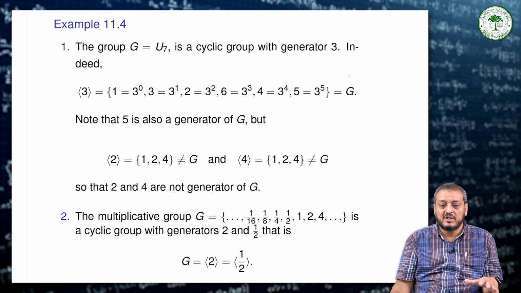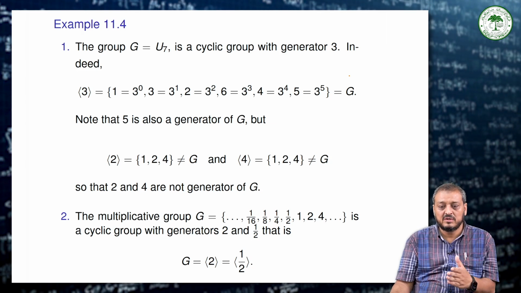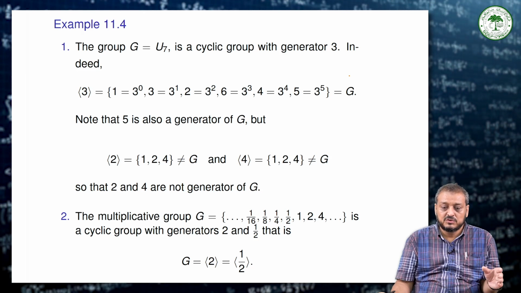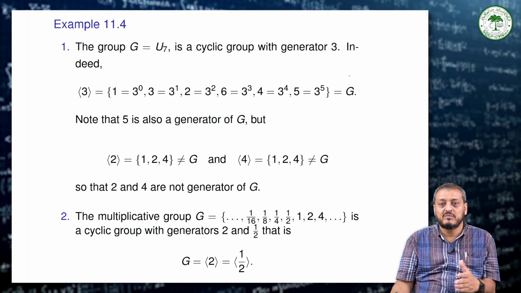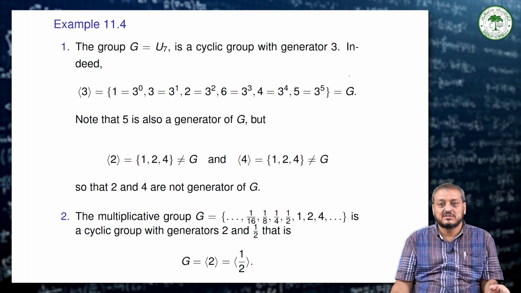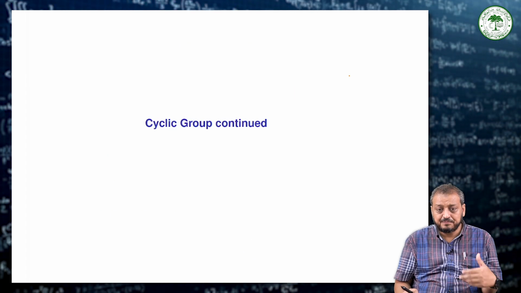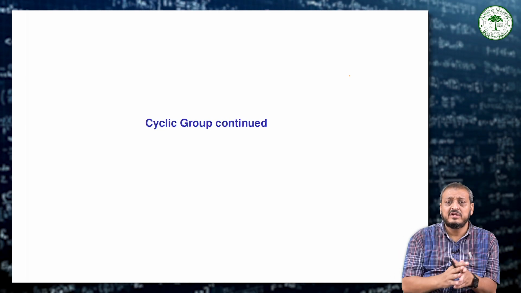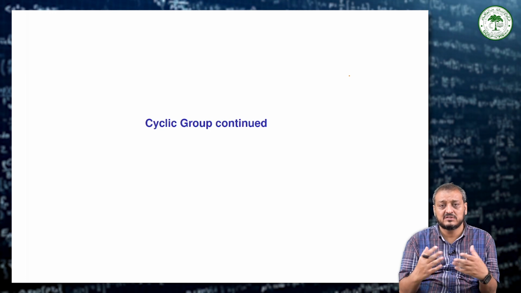Then we take another example. We take a multiplicative group like this: 1, 2, 4, 1 by 2, 1 by 4, 1 by 8 and so on, and we can easily check that 2 and 1 by 2 are the generators of this group. No other elements are generators of this group. So now we continue with cyclic groups. Previously we solved some examples showing that groups are cyclic.